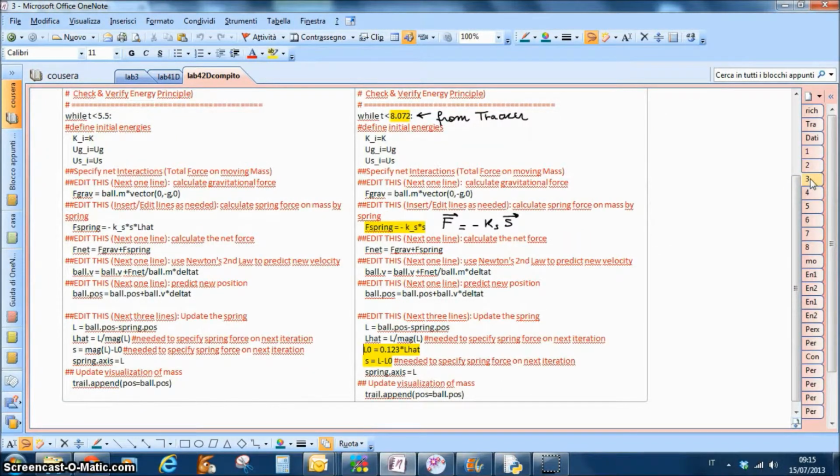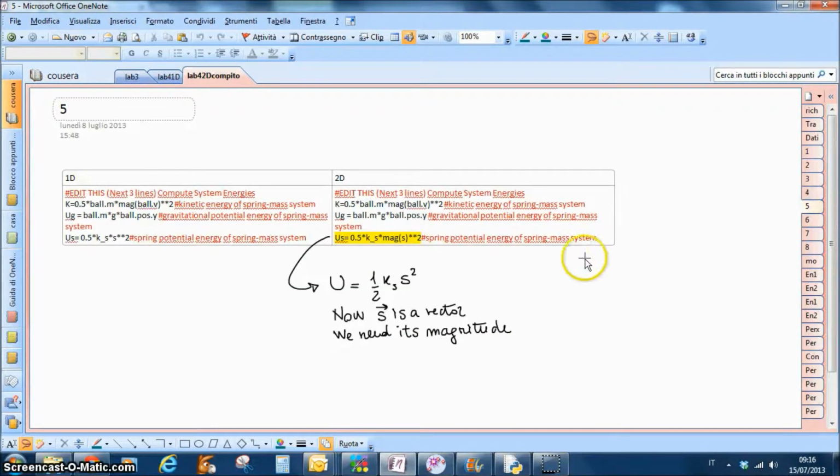In the calculation loop, the time from Tracker is 8.072. In the force of the spring appears S, that is a vector. We don't need L hat. We have to update also L0. For the energy, the only change is in the expression of the spring potential energy, in which S is substituted with the magnitude of S.